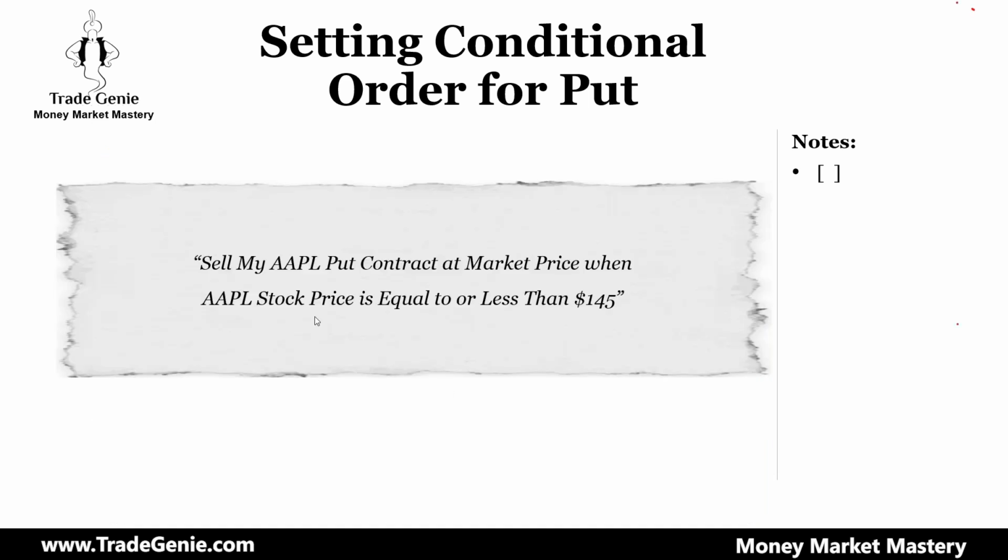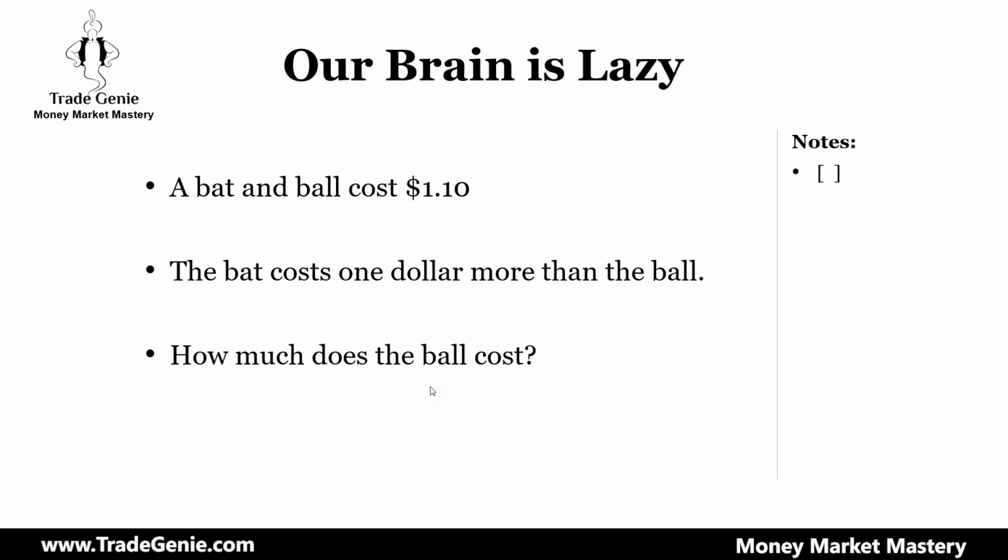Now you will tell your broker, so in plain English, let's say you pick up your phone and say, hey broker, sell my Apple put contract at market price when Apple's stock price is equal to or less than 145. So broker will say, okay, Noshi, I will sell all your puts when Apple hits 145 or below. Got it? Then you put down the phone, and when Apple hits 145, 144, whatever, gap down, etc., it is all sold. So the same plain English is translated into the brokerage platform and you set your conditional order. So it is a less than or equal to setting.